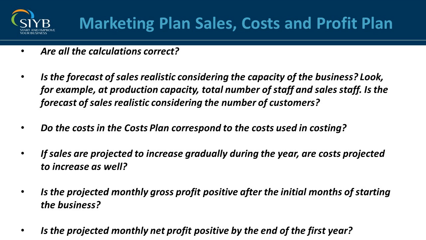So are your calculations correct? And this is also important: is the focus on the sales realistic, considering the capacity of the business? For example, the production capacity, the total number of staff that you have, etc. All these have to be taken into consideration. Do the costs in the cost plan correspond to the costing? When you're doing the costing, you're going to see that in the case study. If the sales are projected to increase gradually during the year, we also have to take that into consideration.